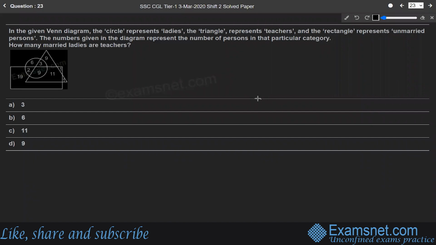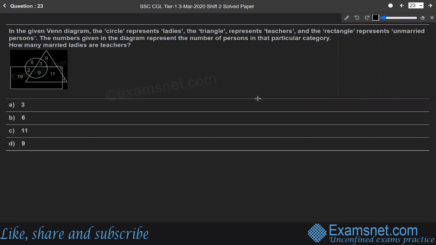Next question is, in the given Venn diagram, the circle represents ladies, the triangle represents teachers, and the rectangle represents unmarried persons. The numbers given in the diagram represent the number of persons in that particular category. How many married ladies are teachers? So you can see that a Venn diagram is given here in this question.